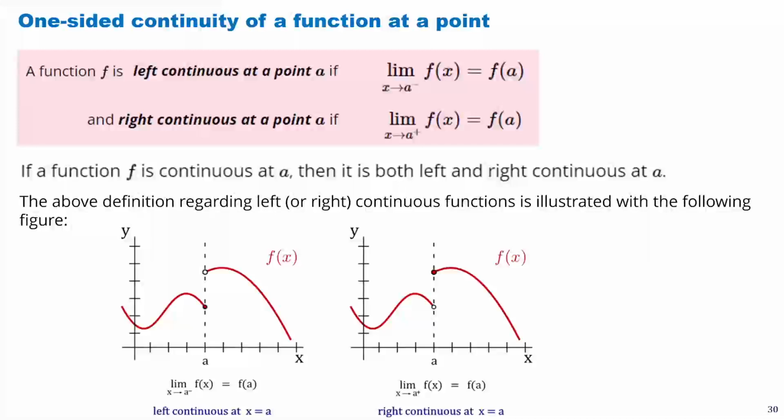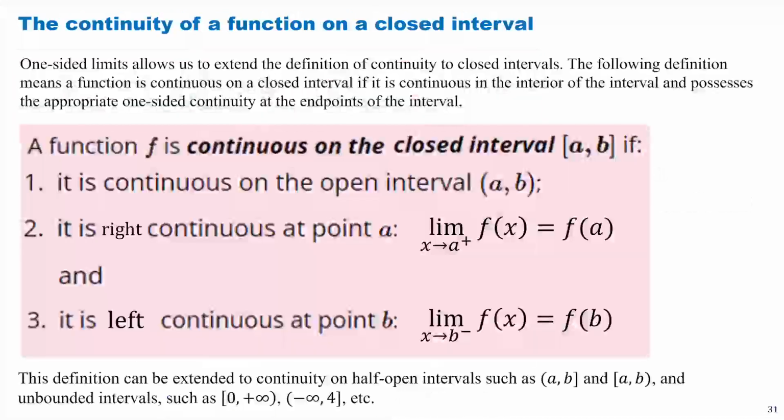The function is left continuous. And for example, if you have the function shown on the right side, then when x approaches a from the right side, the limit of f(x) equals f(a), right? In that case, we call it right continuous at x equals a. You get it? Okay, so now we can define the continuity of a function on a closed interval.